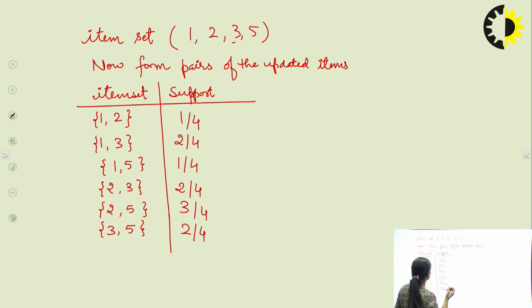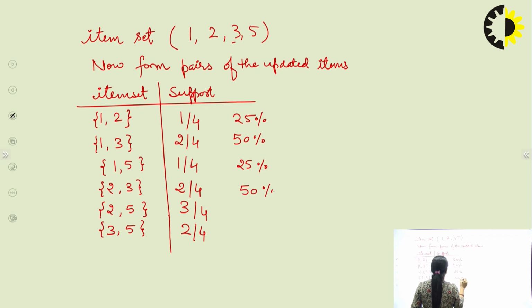Now we need to find the percentage of this support. 1 by 4 is 25%. Then 50%. Again 25%. 2 by 4 is 50%. 3 by 4 is 75%, and 50%.